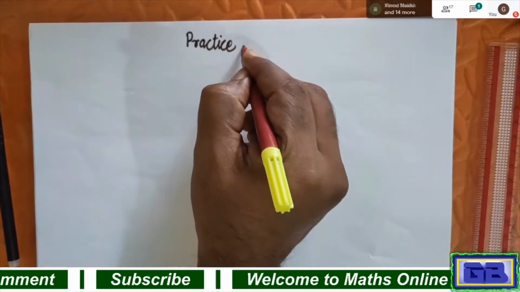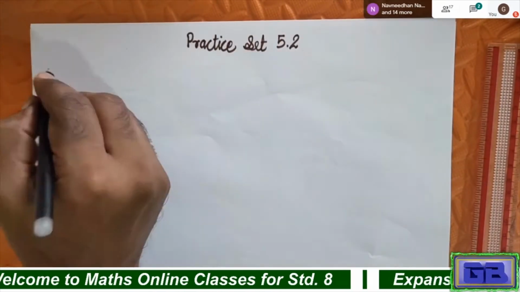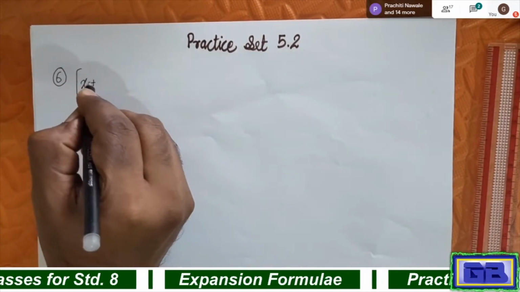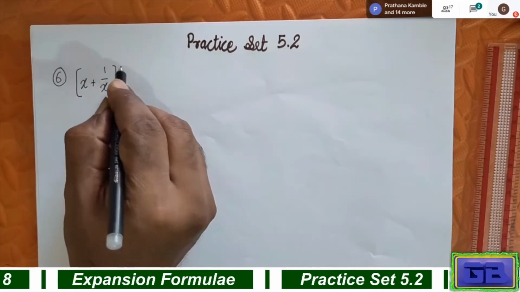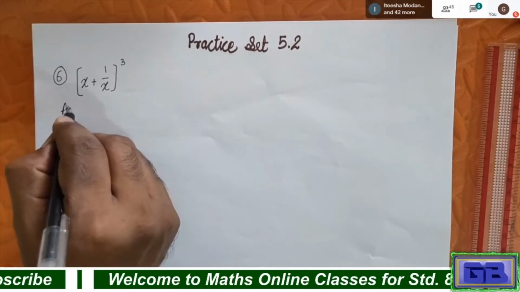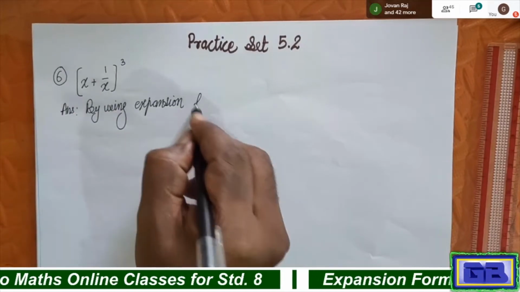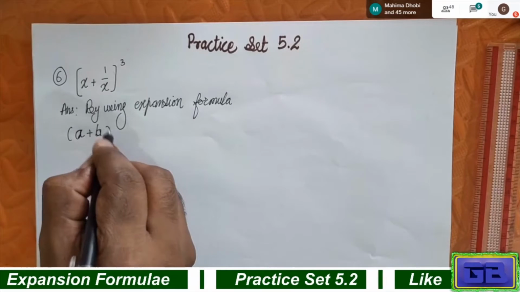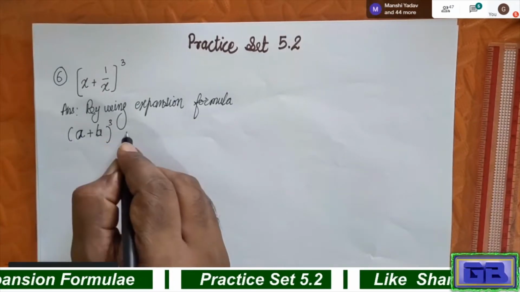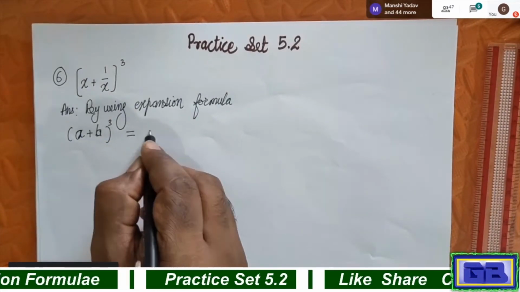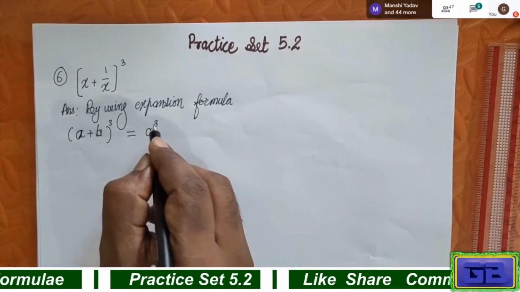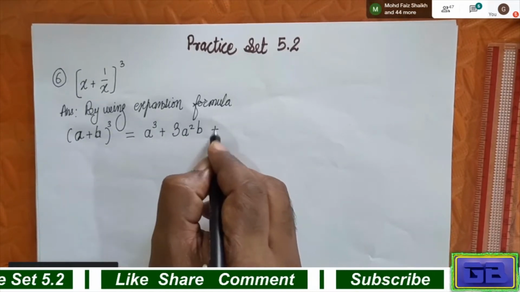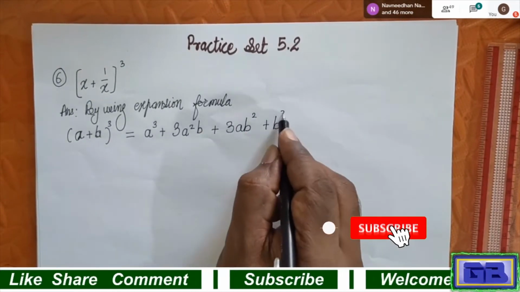Practice set 5.2. So write down sixth sum, (x + 1/x) whole cube. As always, first step is using the expansion formula, and write the formula: (a + b) whole cube equals a cube plus 3a square b plus 3ab square plus b cube.